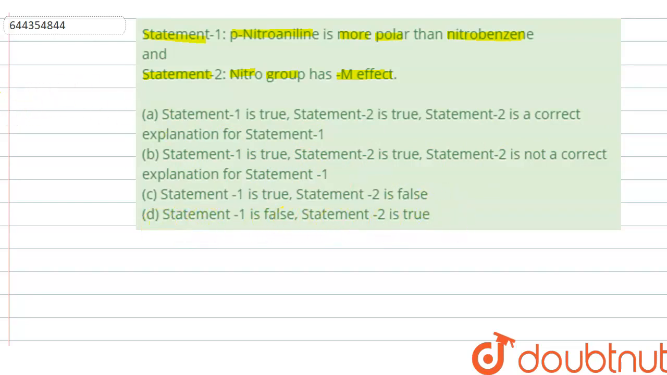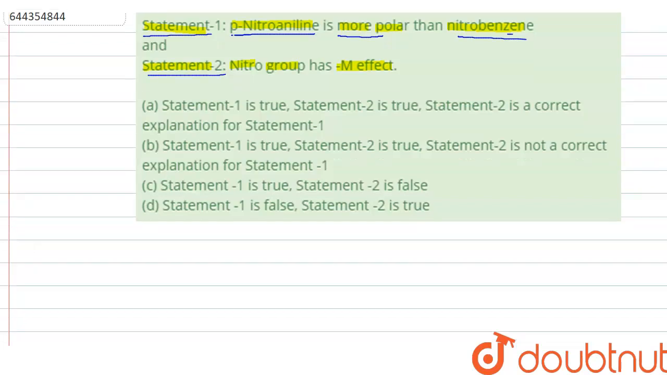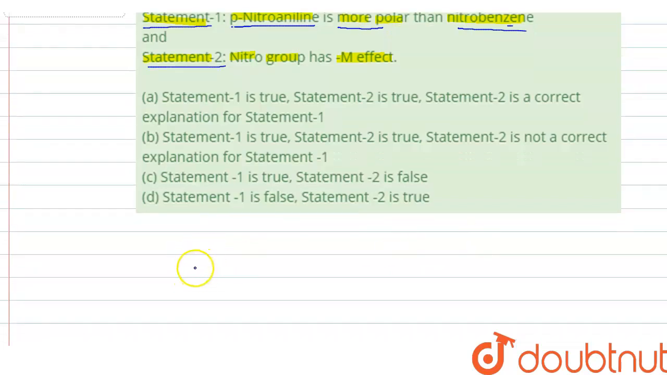And option D, statement 1 is false, statement 2 is true. So in this question, two statements are given, statement 1 and 2. We have to check whether these statements are true or false. In the first statement, it is given para-nitroaniline is more polar than nitrobenzene. Now let us see. We have to see the polarity.